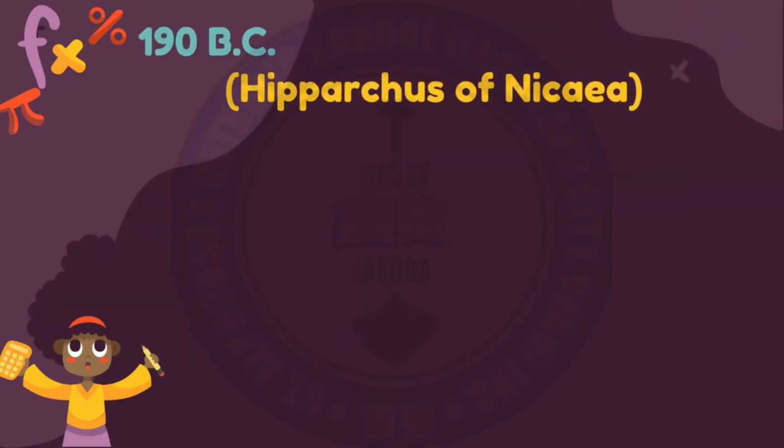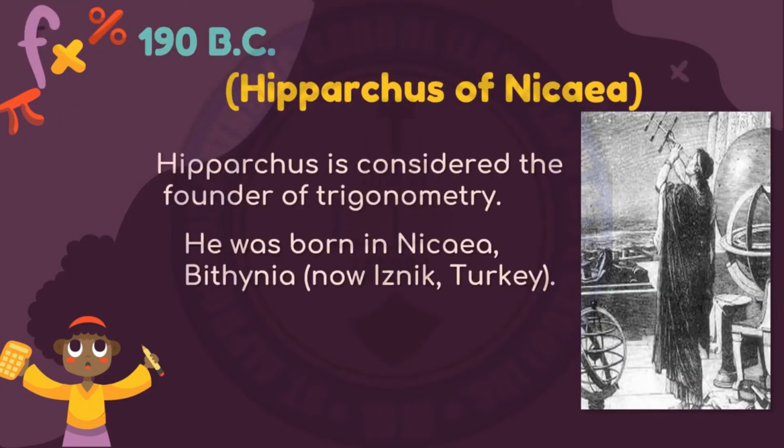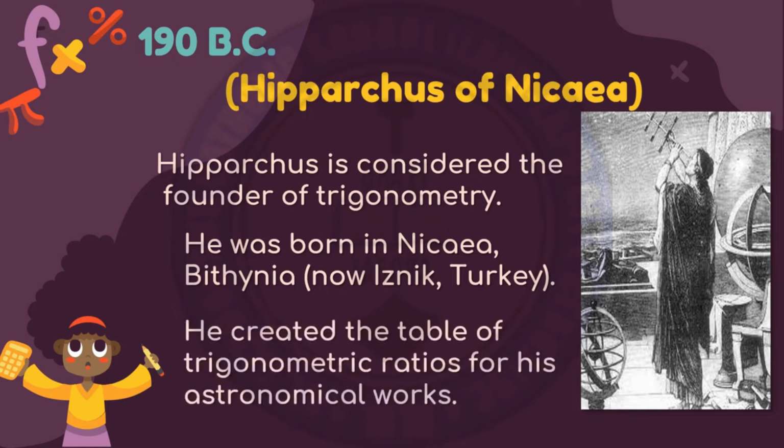In 190 BC, Hipparchus of Nicaea is considered as the founder of trigonometry. He was born in Nicaea, Bithynia, now Iznik, Turkey. And aside from that, he created the table of trigonometric ratios for his astronomical works.